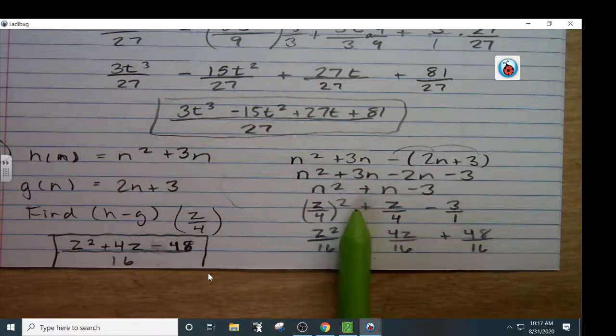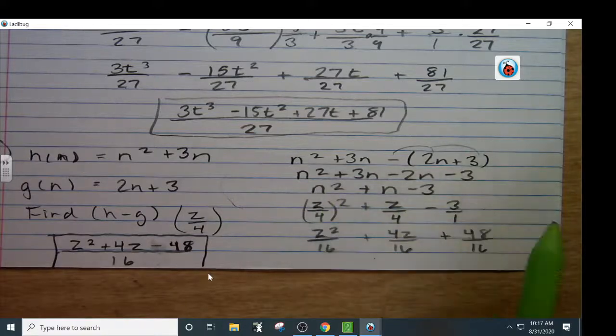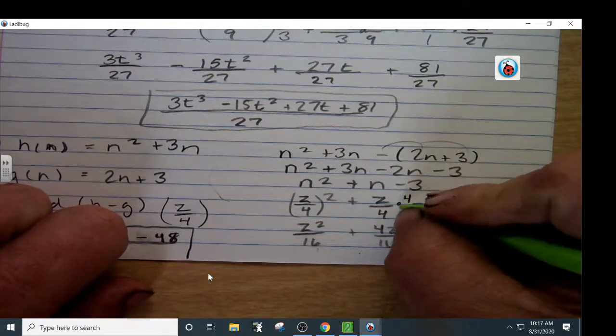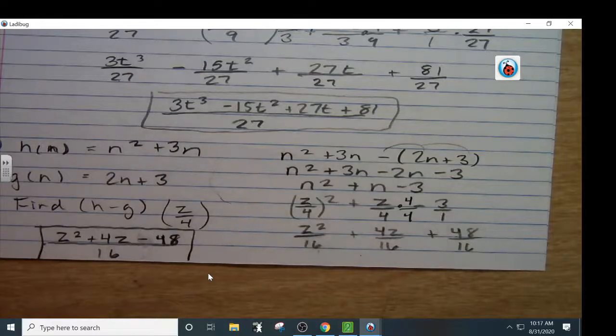So I put z over 4 in for my variable. z over 4, z over 4, and then I don't have a variable here. Now, after I squared it, that's z squared over 16. Now this was z over 4. And guys, to make this have a common denominator, I multiplied that by 4. And the reason I know it's 4 is because my common denominator is going to be 16, right?